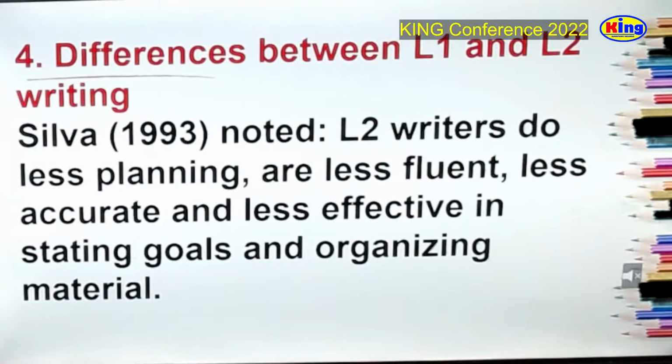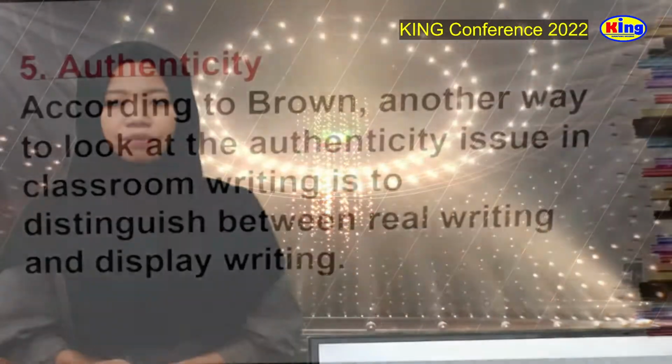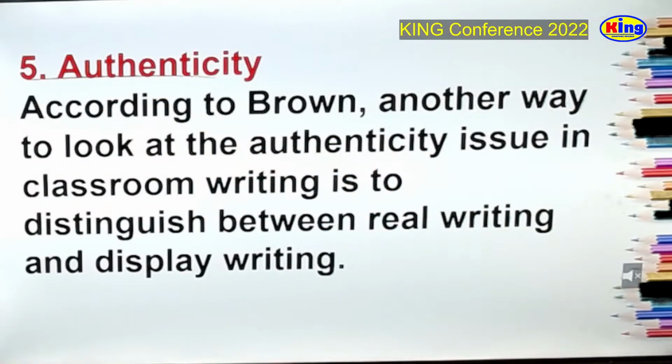And then number 4, we have differences between L1 and L2 writing. Silva, 1993, noted that L2 writers do less planning, are less fluent, less accurate, and less effective in stating goals and organizing materials. Number 5, we have authenticity. According to Brown, another way to look at the authenticity issue in classroom writing is to distinguish between real writing and display writing.